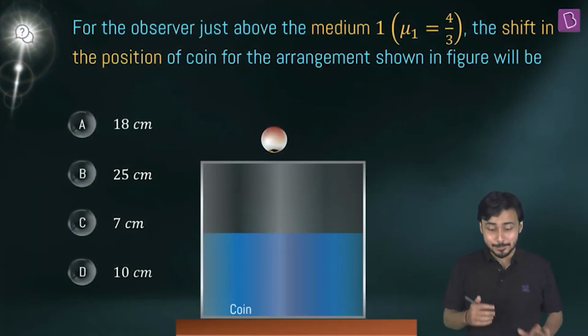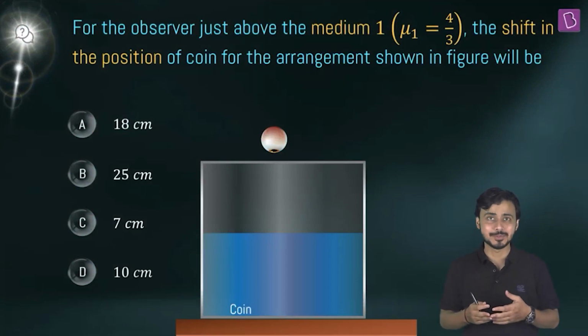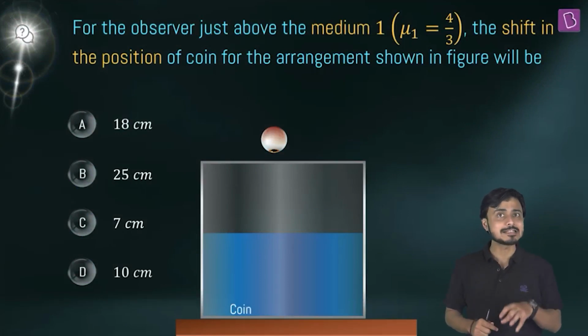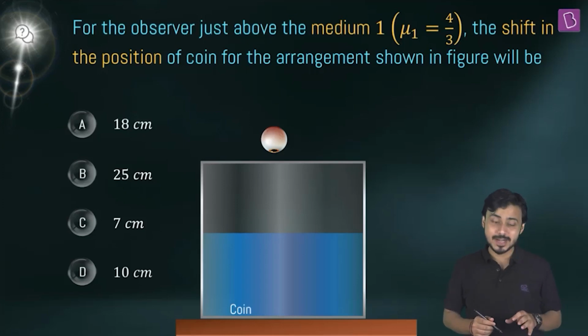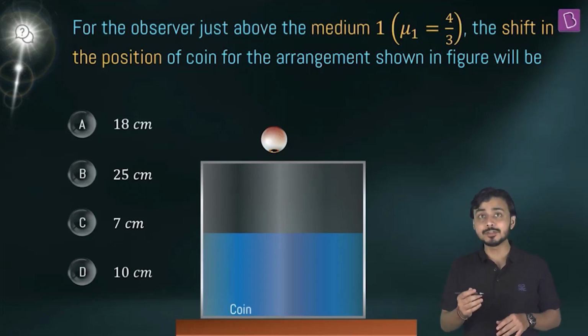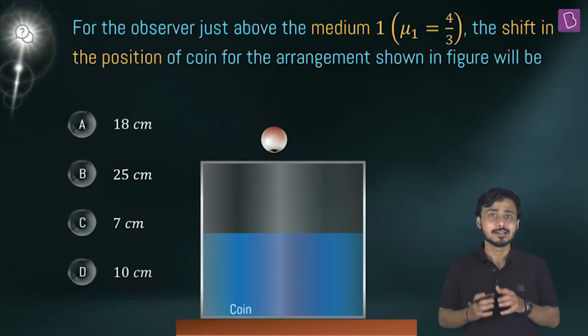This is again a very important problem based on the concept of apparent depth provided by a combination of slabs, you can say. So let's look into the problem first, then we'll discuss how to solve this using formulation, and how to solve this using common sense. But the common formula we have already discussed, right? So the statement is, for the observer just above the medium one. In all these problems, the location of the observer is very important, as you have seen in the previous problem. Mu r was taken to be mu2, not mu3, right?